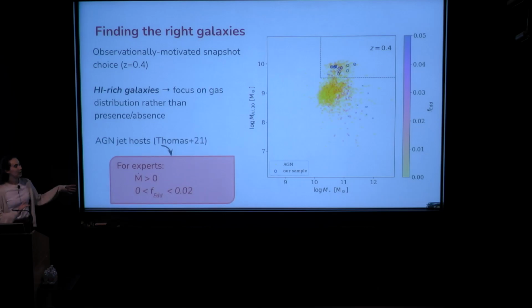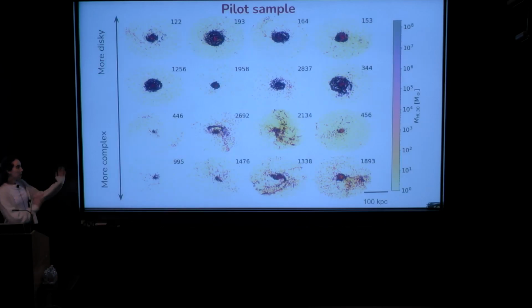We also made sure that these sources would be considered AGN hosts, again using the Thomas prescription. For experts, these are the parameters that we used, but you don't need to worry about those if you don't know what that means. So these are what our galaxies look like. We have 8 that are fairly nice, neat, disky galaxies, and 8 that are a little bit complex, maybe the result of mergers or interactions. So hopefully this means we've got a nice representative sample to do some interesting science with.